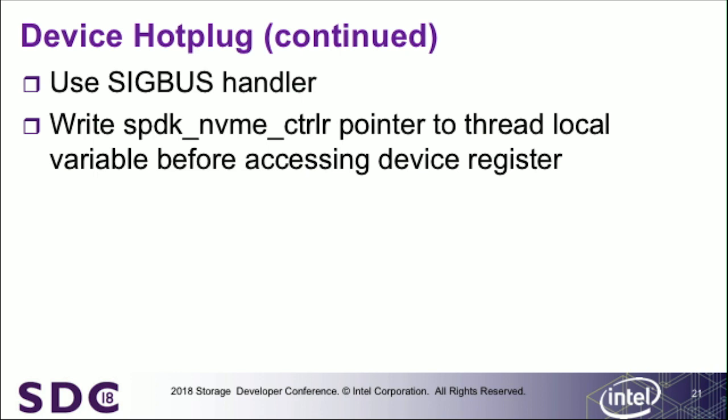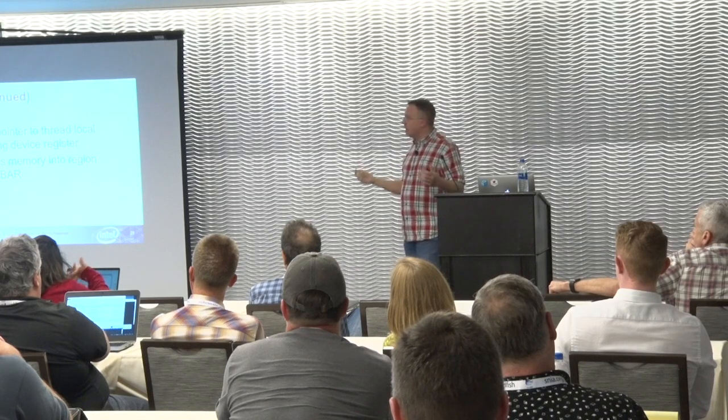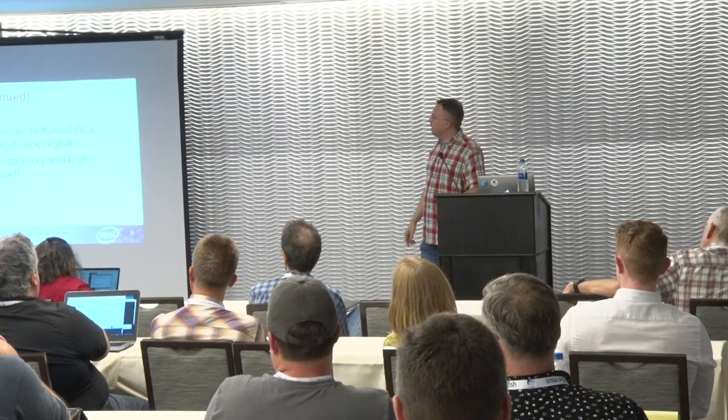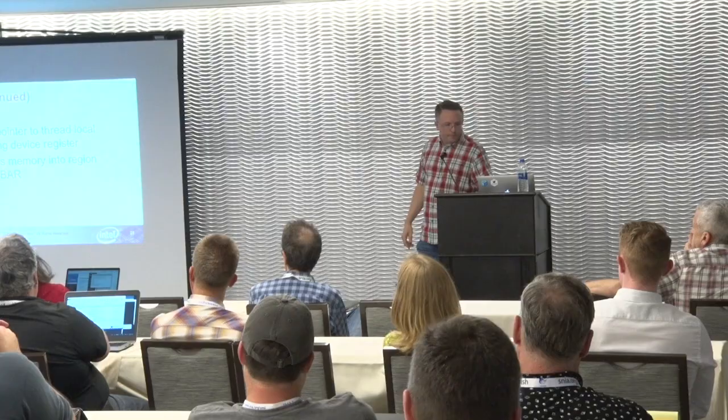We have to somehow know which controller actually caused the problem. So we've got a thread local variable. Before we do any device access, we write the NVMe controller pointer to that thread local variable. So when that SIGBUS handler executes, we know which controller actually failed, and then we remap some memory into that region. So at least until we get that U event, we can write to something that's not going to cause a SIGBUS. It's obviously not really doing anything, but at least we can continue, wait for the U event to occur, and then we can safely quiesce and detach the controller in software.